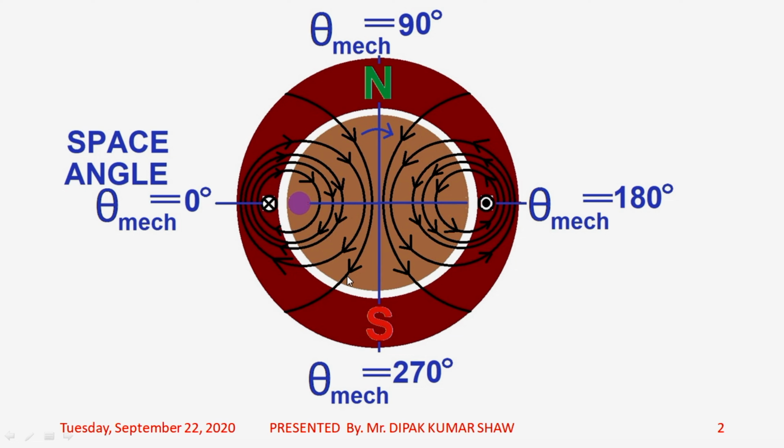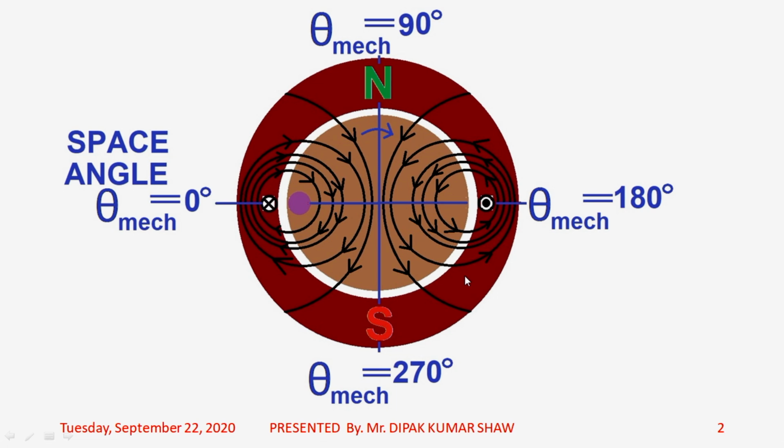So by this convention, you can readily figure out from the diagram that flux under the north pole will be taken as positive and flux under the south pole will be taken as negative. Why? Because under the north pole you will find that lines of flux are leaving the stator core and entering the rotor core. So it is positive according to the convention which we have adopted in the beginning. Likewise under the south pole, the reverse is happening. That means lines of flux are leaving the rotor core but entering the stator core. So we are now in a position to confirm that flux distribution under the north pole, which is developed on the stator core, will be positive, and flux distribution under the south pole will be negative.